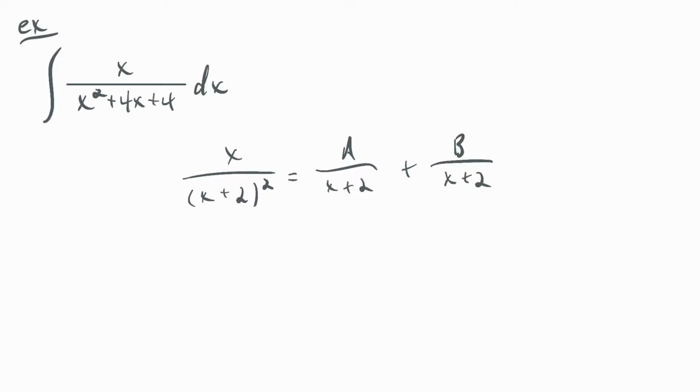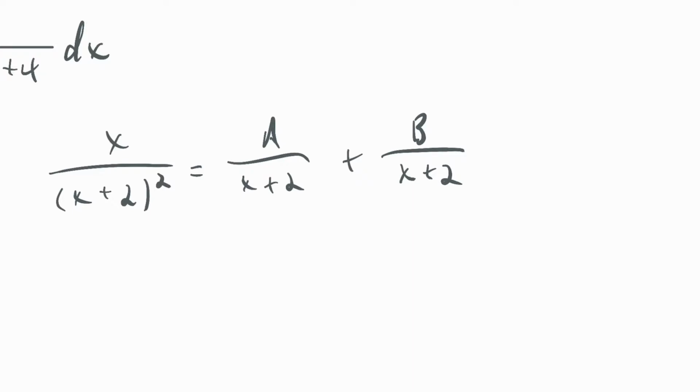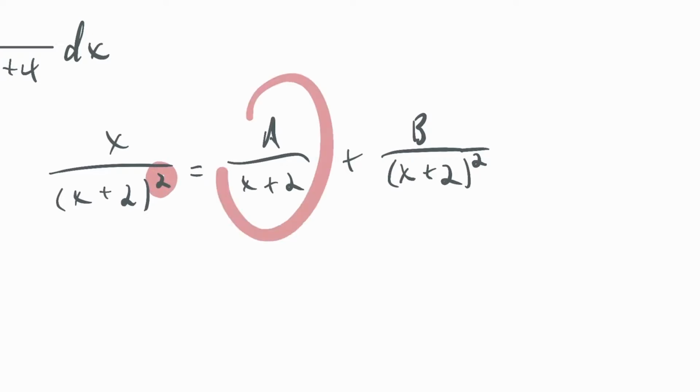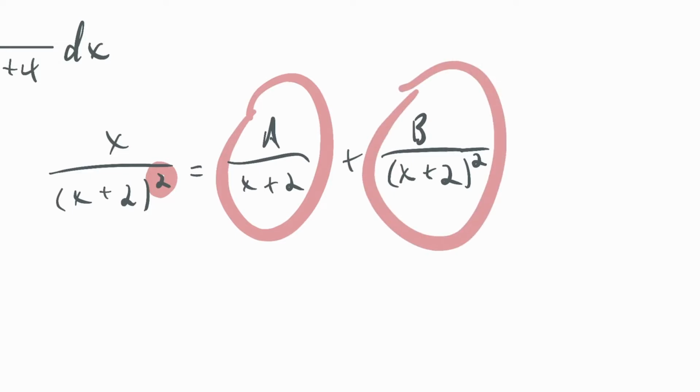That actually doesn't quite work. What you have to do is the following. You have to square the second term. Basically, however many you have here, you have to have that many terms here. So if this had been cubed, you would need another one, plus c over x plus 2 cubed. Whatever the degree is of the factorization, that's how many terms you have to have. The tops are still just numbers because we have a linear factor.